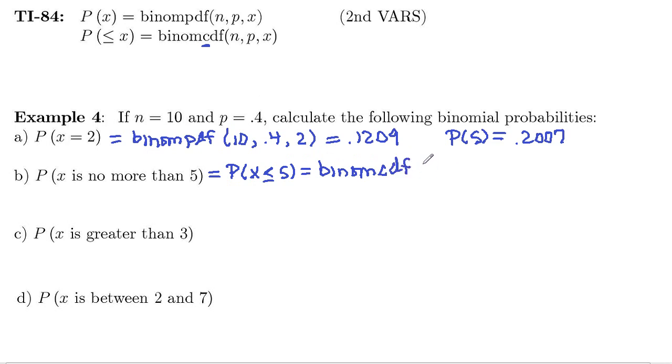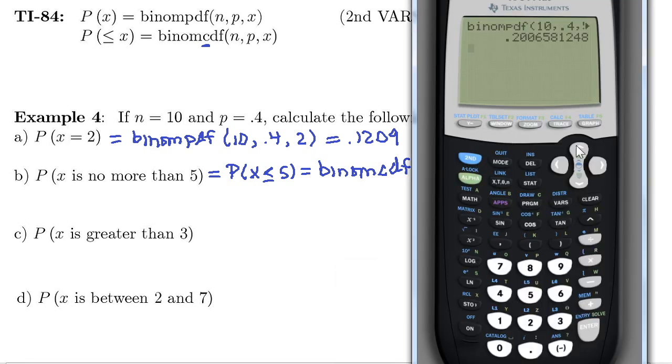And we still keep the 10. It's trials. And the 0.4. And then we want less than or equal to 5, so we put the ending value in there, 5. So let's compute that real quick. So I'm going to clear this out. I'm going to go to second variables, come down to choice B, Binomial CDF, press enter. Trials were 10. P is 0.4, and then less than or equal to 5. Paste that in. Make sure you do CDF, not PDF. 0.8338.